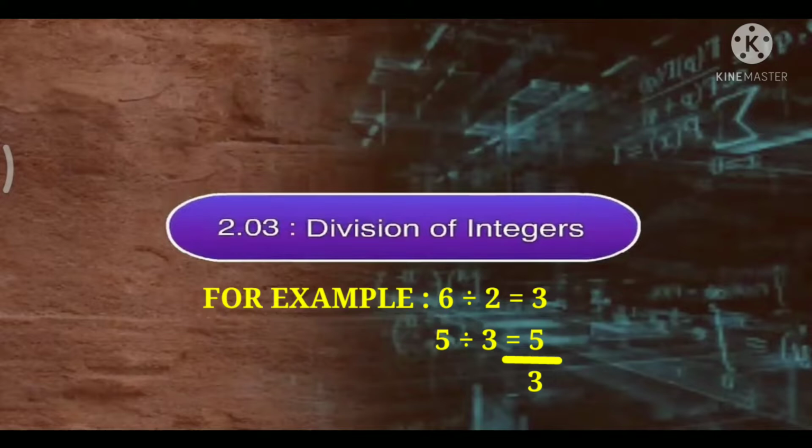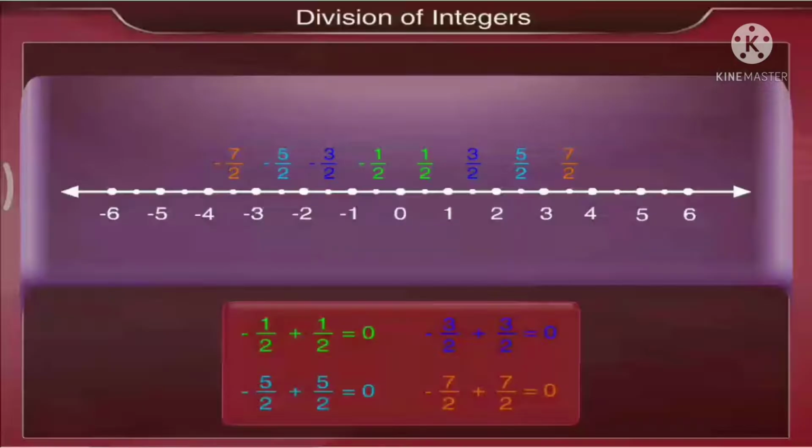6 divided by 2 is 3. Now 6 is completely divided by 2, so the quotient obtained is 3. Next one is given, that is 5 divided by 3. Now 5 is not completely divided by 3, so the answer you will get is a fraction, that is 5 upon 3. So whenever you divide a number, your quotient will be an integer or a fraction.